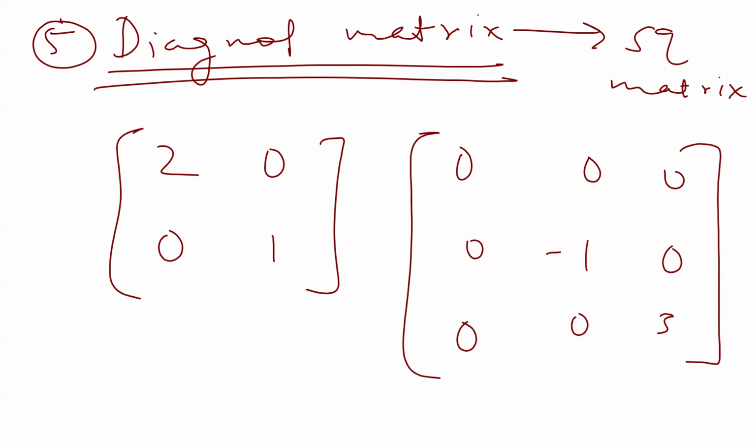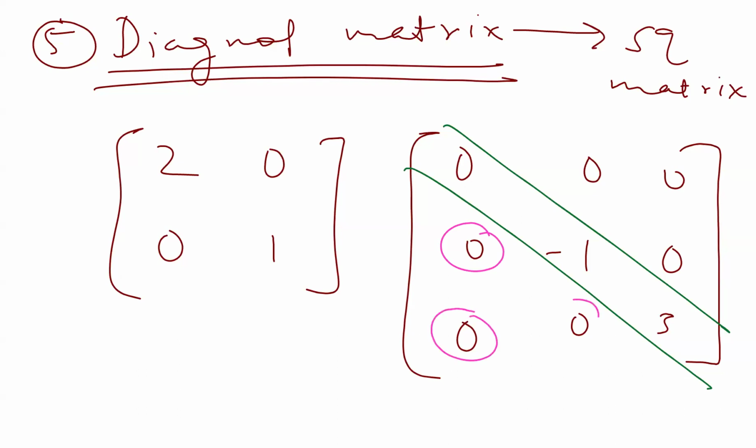It's a square matrix. This is a diagonal. So the diagonal elements are zero or non-zero. But the non-diagonal elements are compulsorily zero. Compulsory. You will not find any other object. Even if one object is non-zero, for example, one over here, it's a square matrix, but it's not a diagonal matrix.